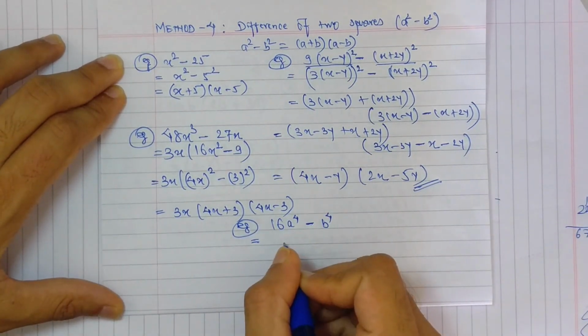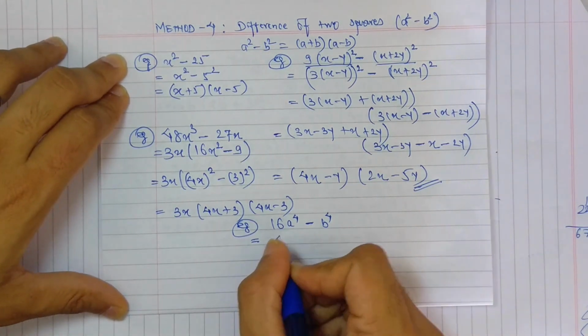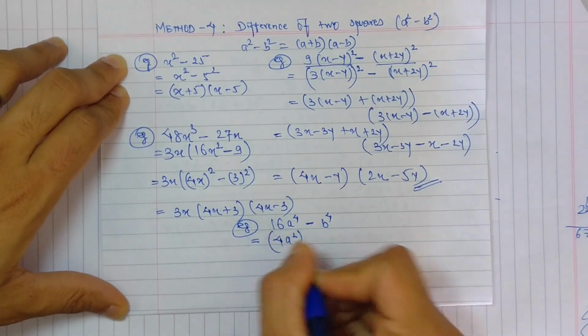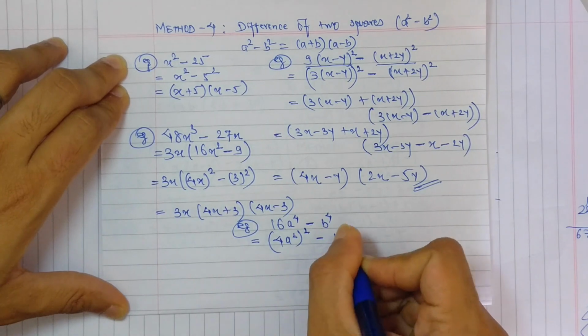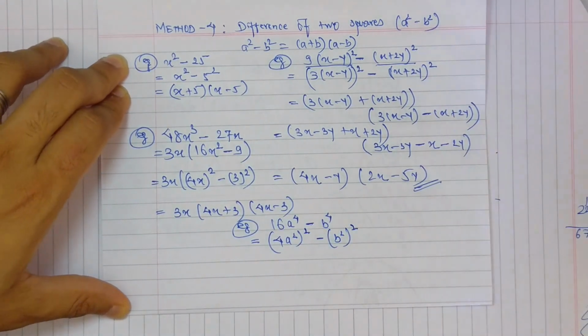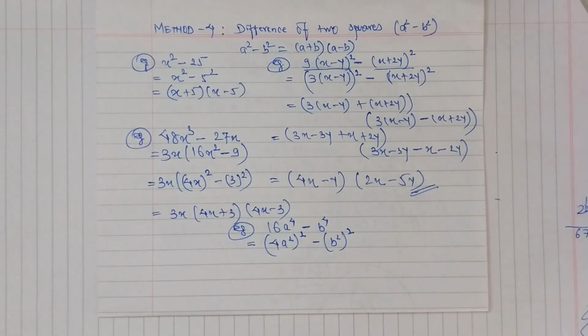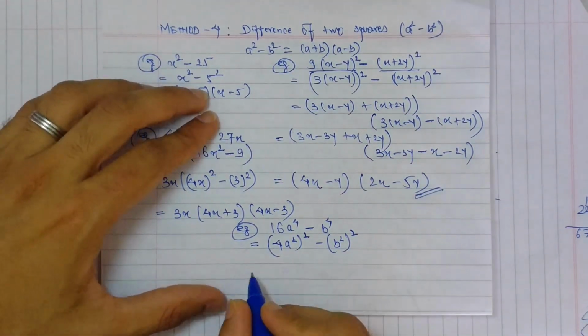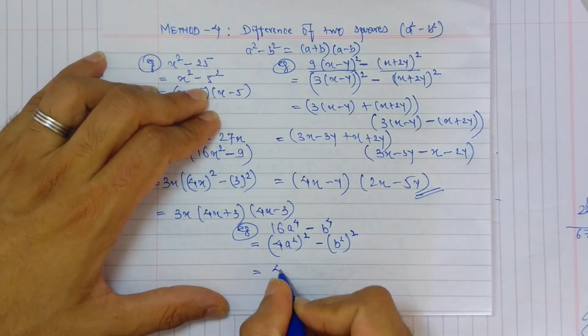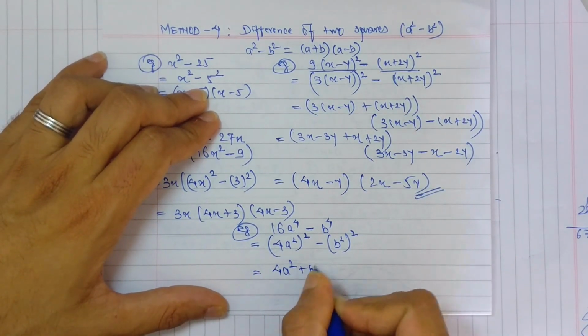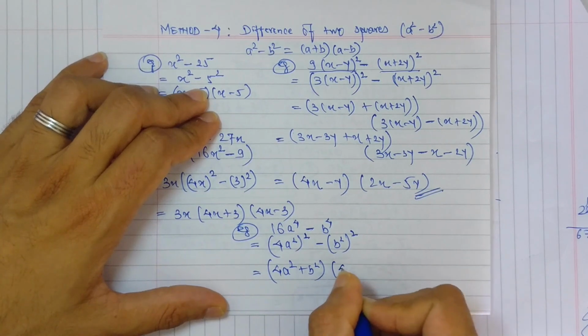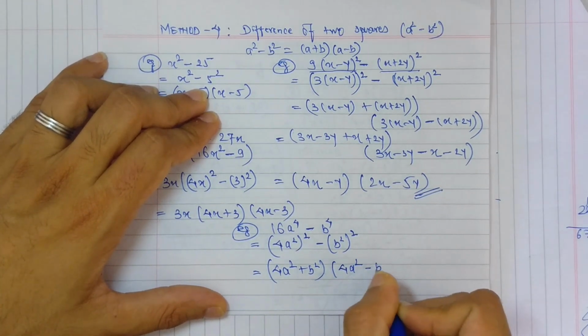Okay, this will become 4a square the whole square minus b square the whole square. I have to convert them into perfect squares. So raised to 4 can be converted into squares raised to square. Okay, so this will be 4a square plus b square and 4a square minus b square.